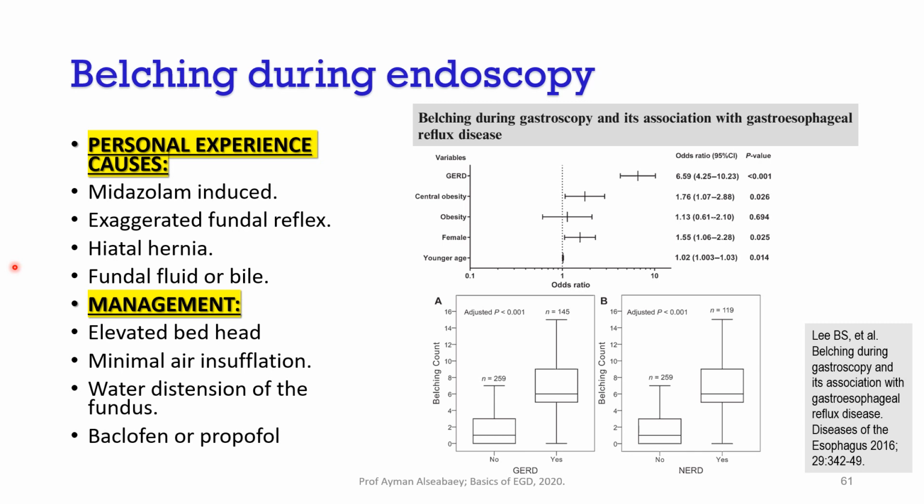If the patient is anxious or has underlying psychiatric problems, this reflex is exaggerated. So during endoscopy, he will eructate air. The presence of a hiatal hernia makes the lower esophageal sphincter floppy, so air will come. If there is fundal fluid or bile, of course, it will cause irritation because bile is an irritant to the lower esophageal sphincter.